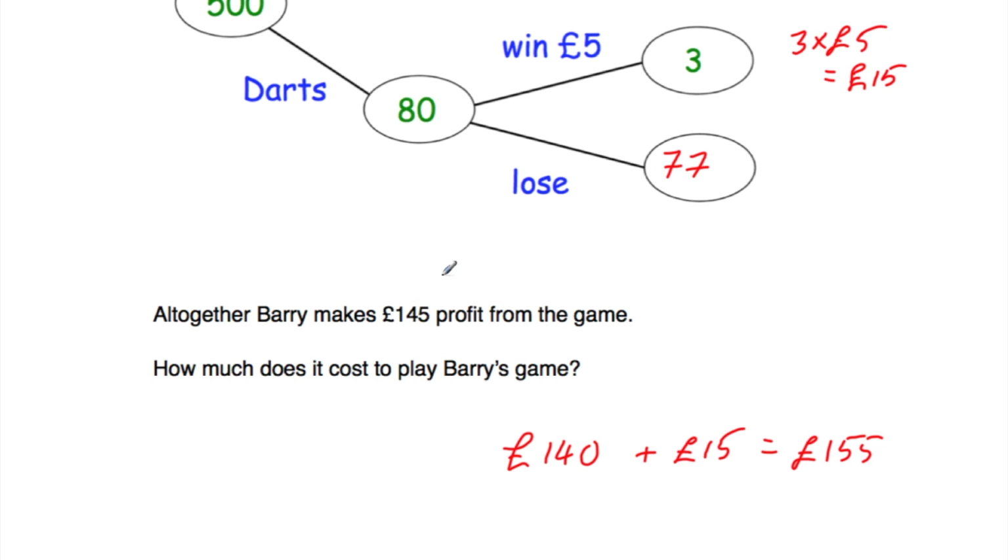So that means that if we add together the profit and how much money he gives out in prizes, that would tell us how much money Barry took in from people playing the game. So if we do 145 plus 155, that's equal to £300. So that means that Barry collected £300 from the people playing the game.